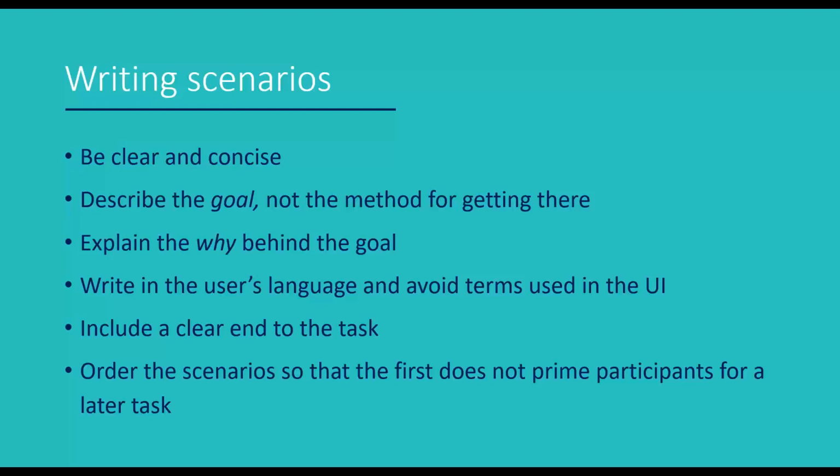However, even if your UI uses the user's language, you do want to try to avoid the actual terms of, say, the buttons or the options that they're selecting, because that can prime them, right? For example, if you have a scenario that talks about micro content and you have a button that says create micro content, the users might only find that because you gave them the word micro content in the scenario, and that can impact the results in a way that you might not realize.